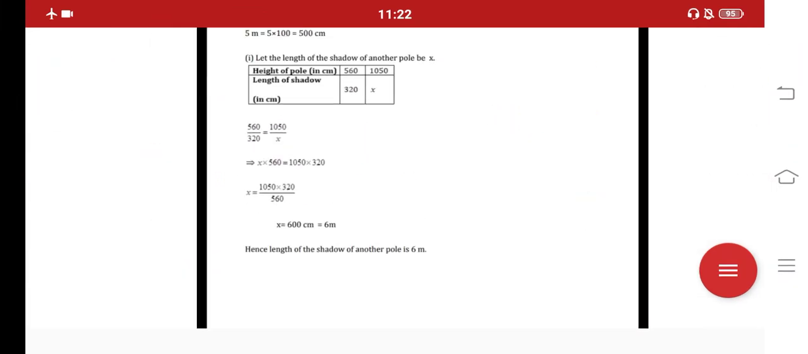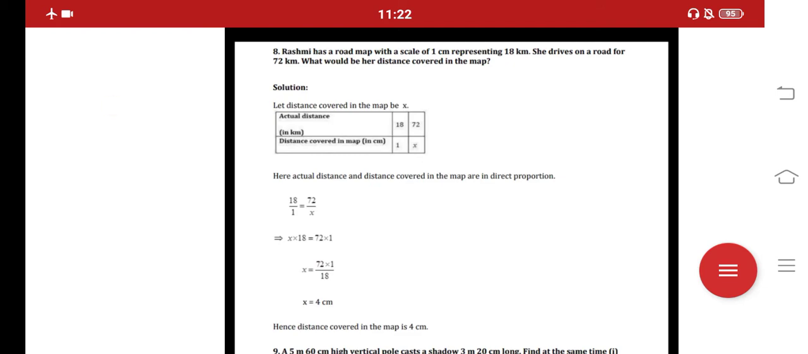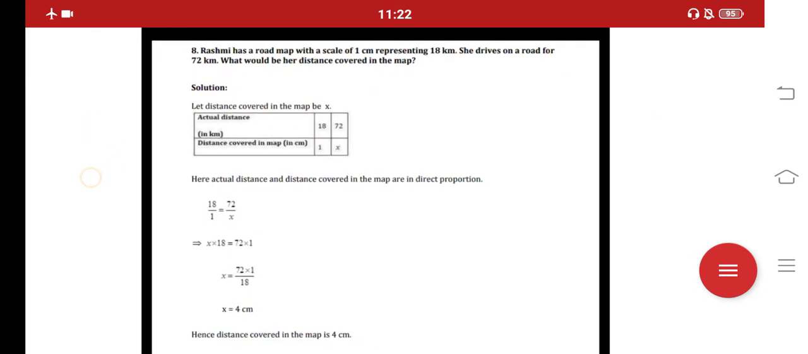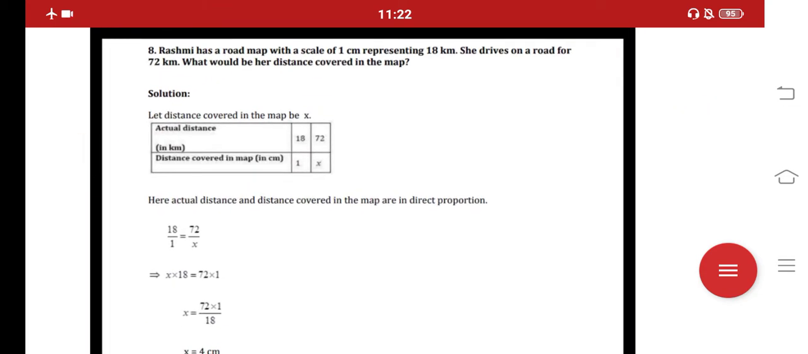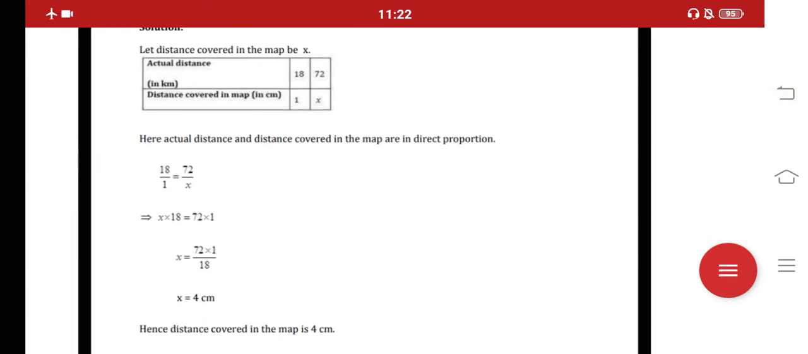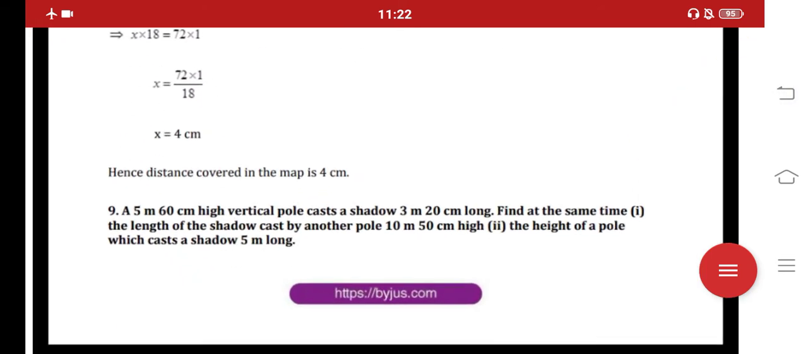Okay, here is question number 8. Rashmi has a road map with a scale of 1 centimeter representing 80 kilometers. She drives on a road for 72 kilometers. What would be her distance covered in the map? So the actual distance is 18 and the distance on the map is 1. And here the actual distance is 72. So what distance will it cover on the map? So 18 divided by 1 equals 72 divided by x. When we cross multiply the terms, if 72 is given as the actual distance, then on the map it will be shown as 4 centimeters. So this is our solution.